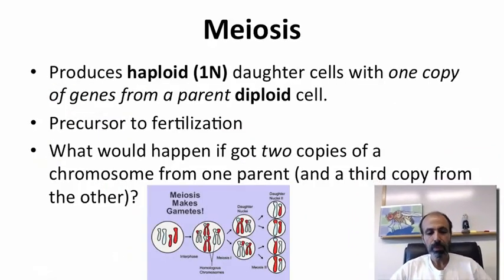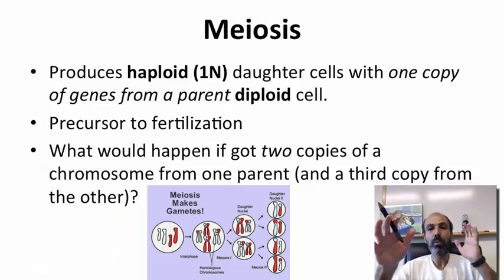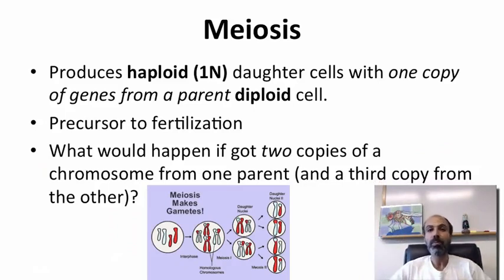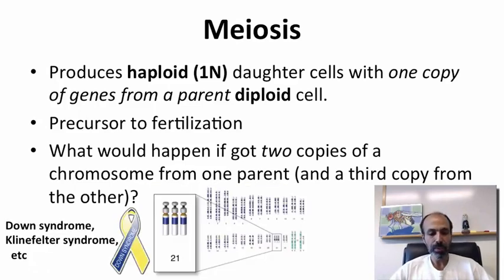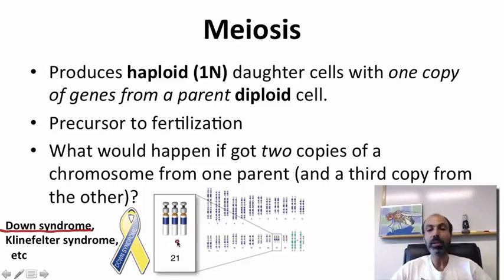Now, what would happen if you got 2 copies of a chromosome from one parent and then got a 3rd copy from the other? What would happen if it didn't split up as much as it should? Well, the answer is not very good. You typically end up with some sort of fairly extreme disease. One of the most minor of these would be Down syndrome. This is when you have 3 copies of chromosome 21. Others are Klinefelter syndrome, etc. Often when this happens, the offspring is inviable and never makes it past a couple of cells large.